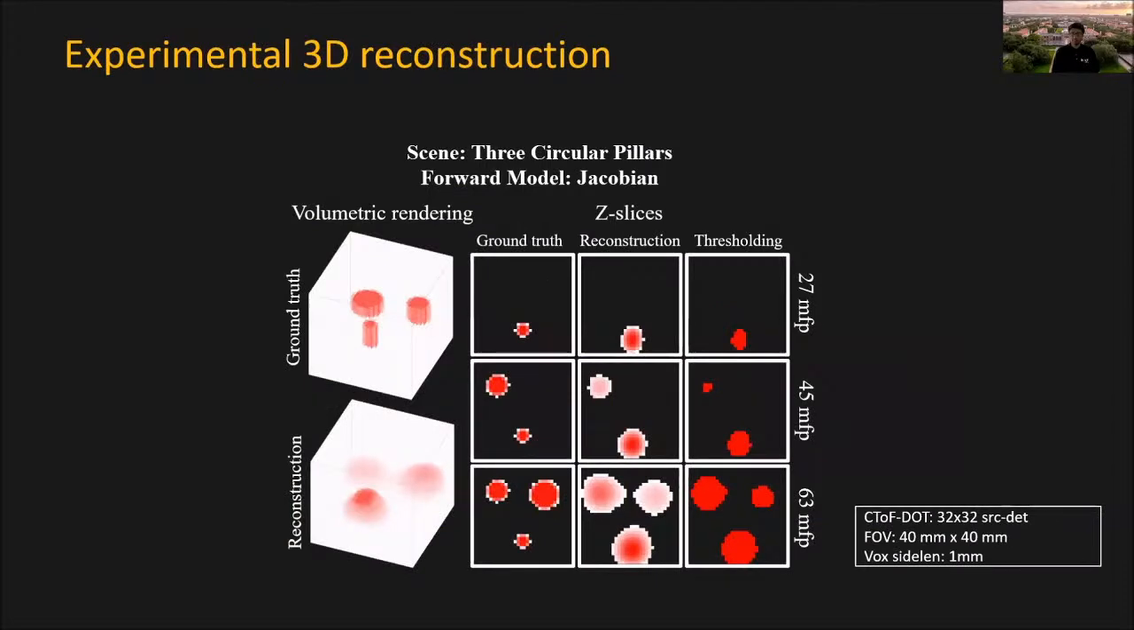And finally, we demonstrate experimental 3D results using CTOF DOT. The ground truth and 3D reconstruction can be seen to the left. On the right, we show Z slices for the ground truth, reconstruction, and thresholded reconstruction. At different depths, we are able to resolve the pillars that range between 3 and 7 millimeters deep.